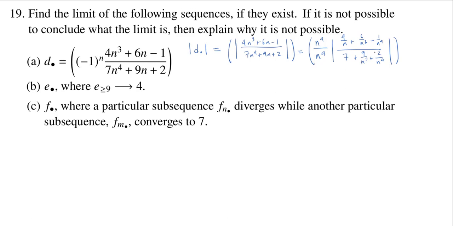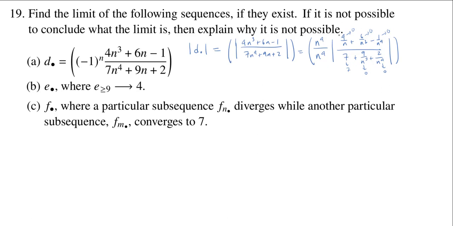And then what's going to happen as n goes to infinity? Well, each one of these pieces individually converges. 4 over n converges to 0. 6 over n cubed converges to 0. 1 over n to the fourth converges to 0. 7, of course, converges to 7. 9 over n cubed converges to 0. 2 over n to the fourth converges to 0. So individually, each little piece converges.